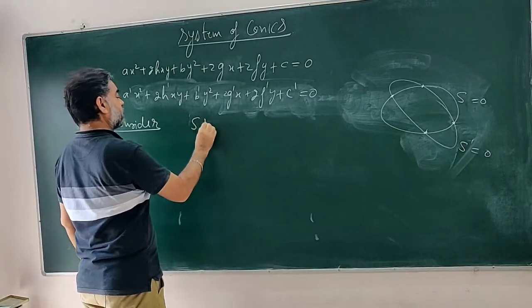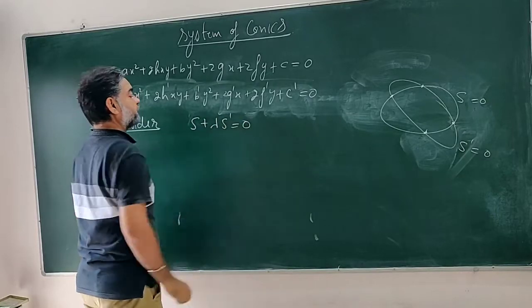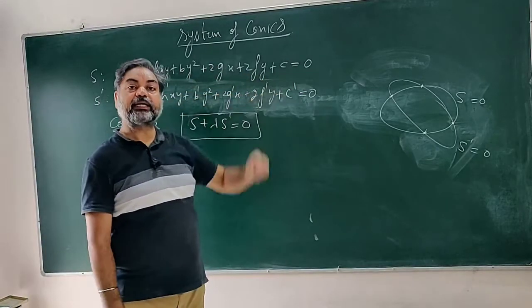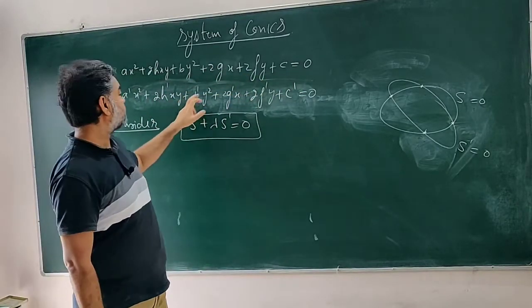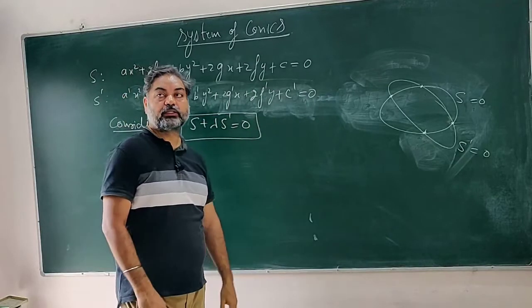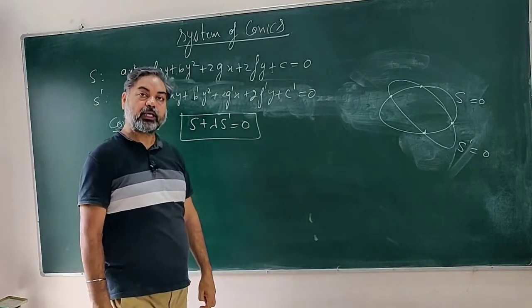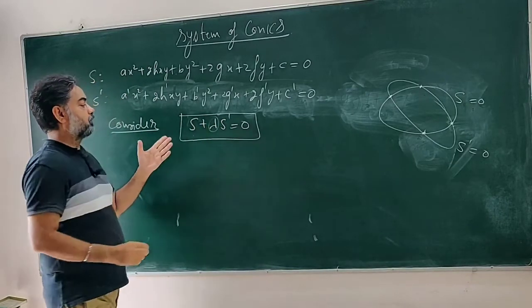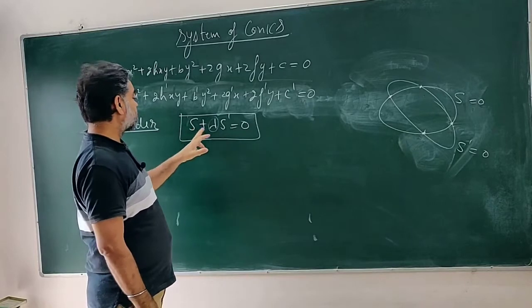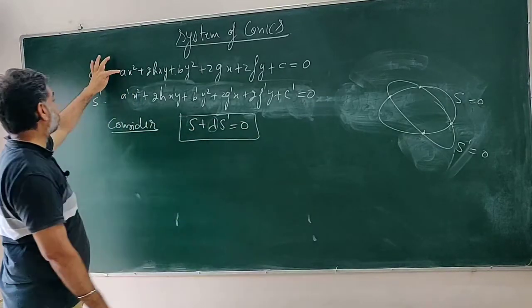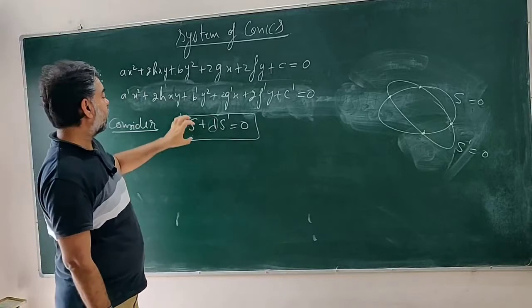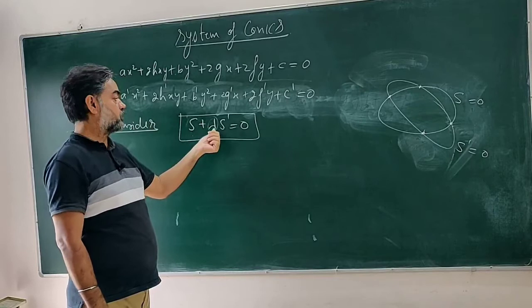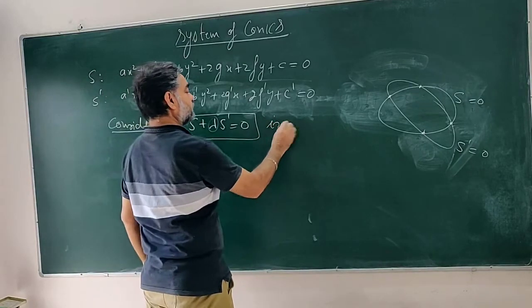Consider the equation S + λS' = 0. The equation S = 0 is a second degree equation in x and y. The equation S' = 0 is also a second degree equation in x and y. Now suppose λ is a constant, then consider the equation S + λS' = 0. You will observe that this equation is also a second degree equation in x and y.